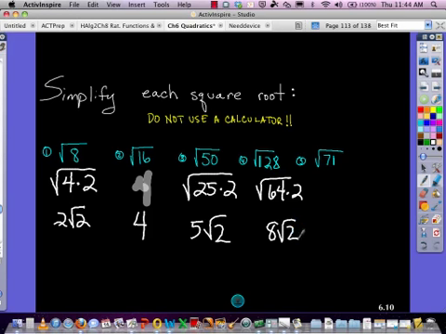Is everything always going to be root 2? No, that's just one of the easier ones. And in 71, we're looking at, you go right through the list, 4, 9, 16, 25, 36. We're not finding factors of 71 that would break it down. So those kind that you can't would stay the same as square root of 71.